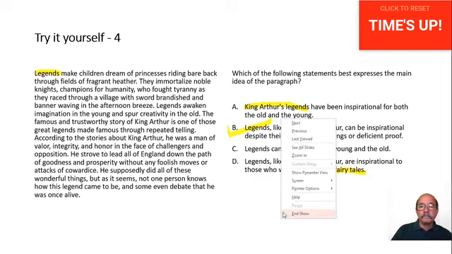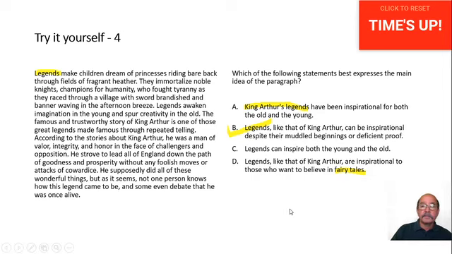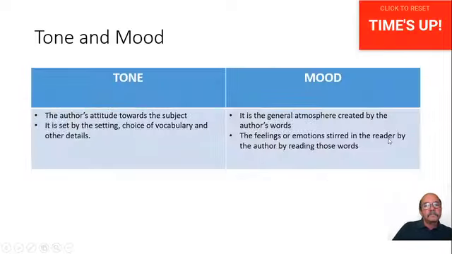So, right, let's now have a look at what the main part of this class would be: tone and mood. Now these are two important aspects of reading. We need to know exactly what the tone and the mood is. What is the difference basically between both these words, tone and mood? Tone is the author's attitude towards the subject.